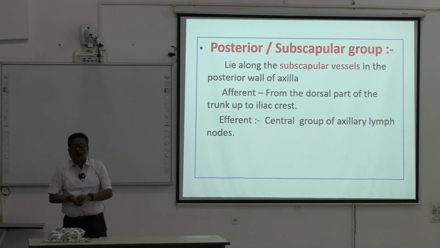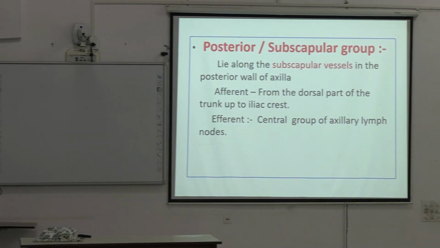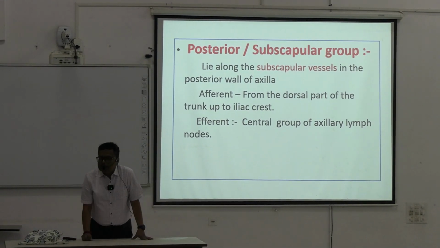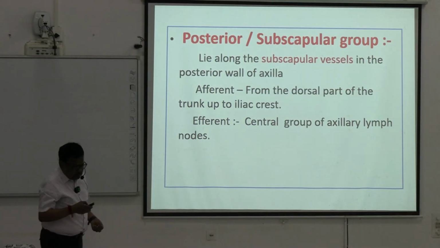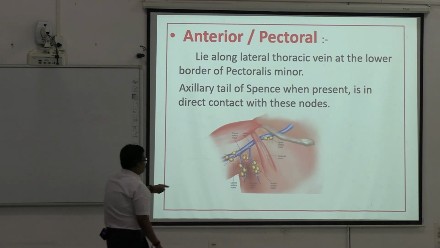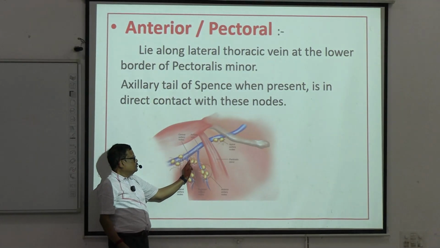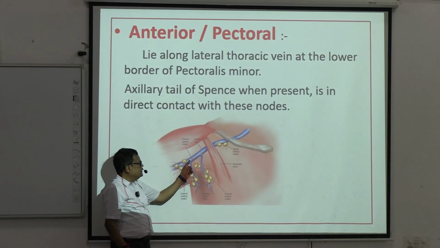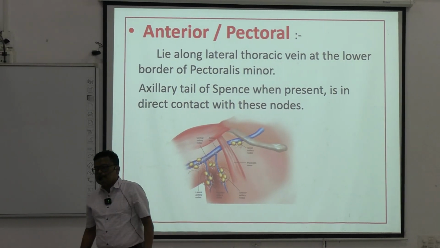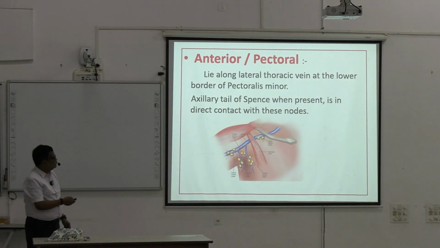Posterior or subscapular group. This is the posterior wall of the axilla. So the posterior group is present in the posterior wall of the axilla along the subscapular vessels. This is the posterior group. This is the subscapular vessel. It is anterior, this is the posterior wall. This is the subscapular vessel draining into the axillary vein. The posterior group lies along the posterior wall of the axilla, along the subscapular vessel.